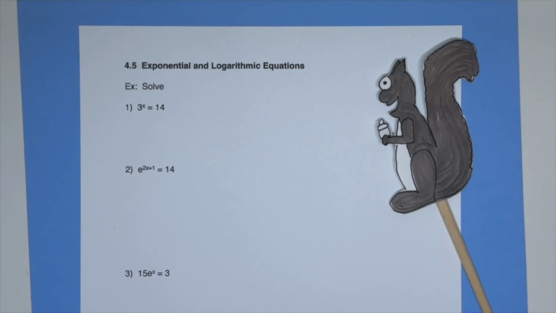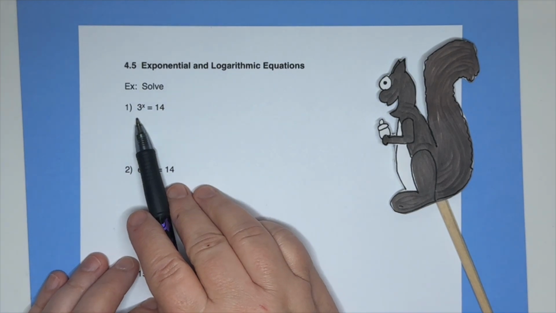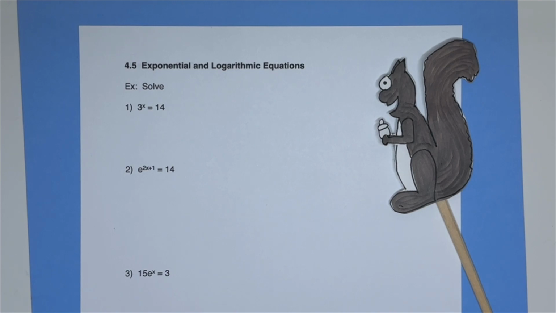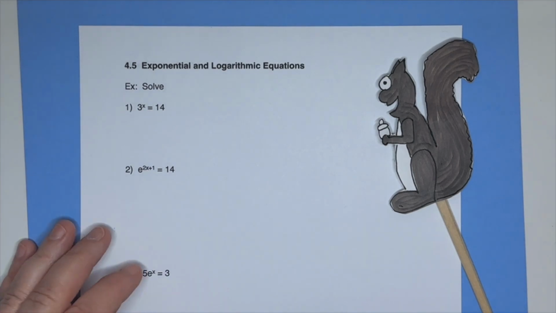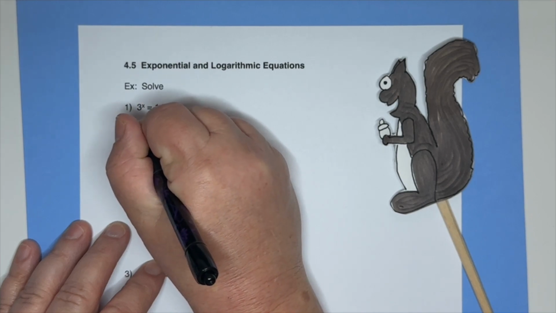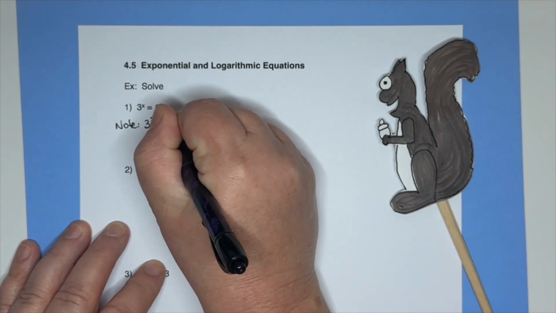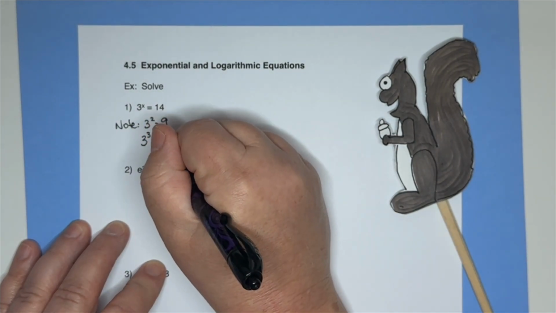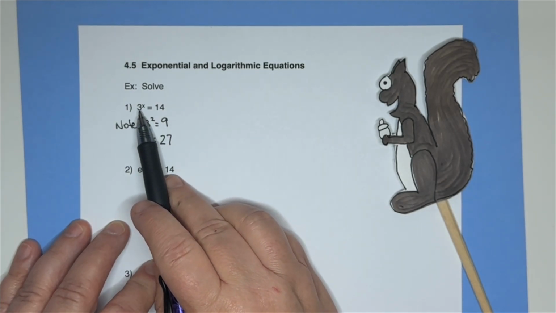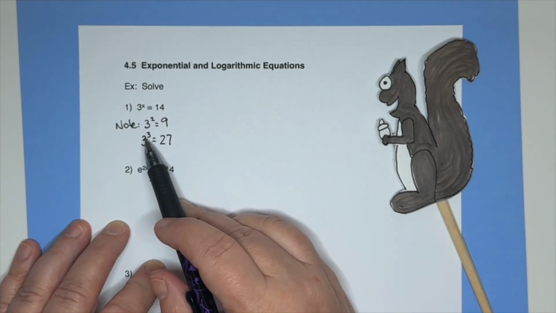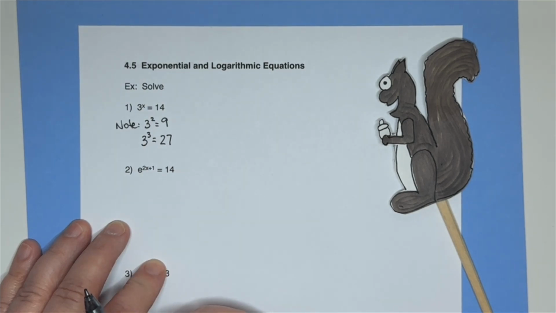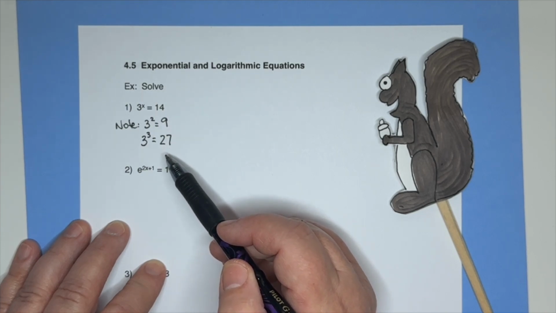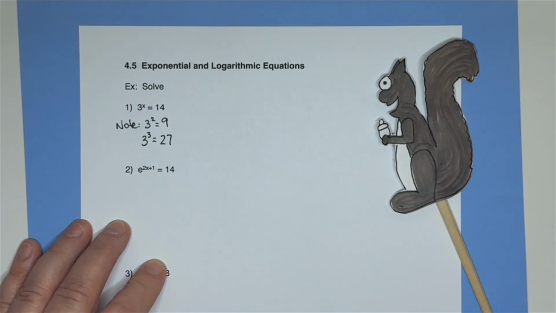So, first question, 3 to what exponent gives me 14? Now, why is this an interesting problem? Well, 3 squared is 9, and 3 cubed is 27. So to get to 14, we must be picking something that's between 2 and 3 for an exponent, because 14 sits between 9 and 27. We'd like to actually calculate an exact value.